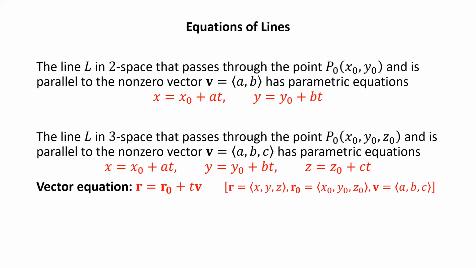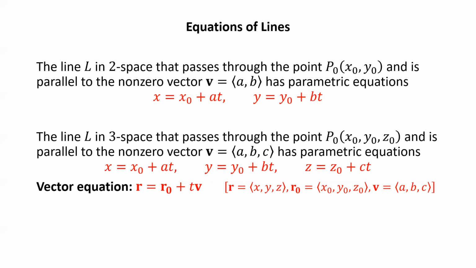Now, instead of writing 2 or 3 parametric equations, we can instead write a single vector equation. A vector equation has the form r equals r0 plus tv, where in 3-space, r would be the vector xyz, r0 would be the vector x0, y0, z0, and v would be the vector abc. Now, the parametric equations and the vector equation are nearly identical.